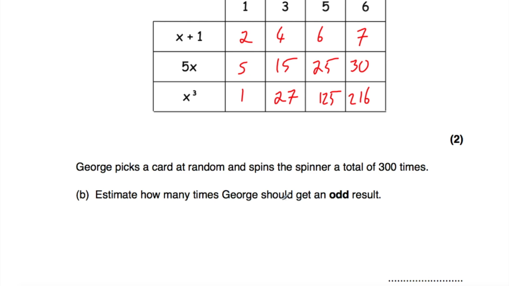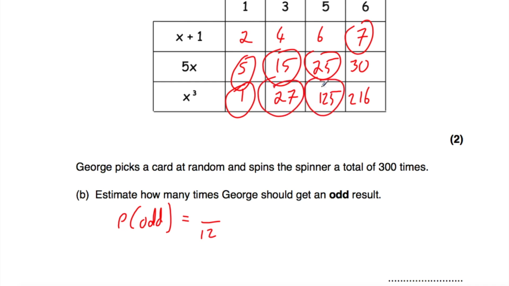So let's find the probability of an odd. So let's look at our table. There's 12 outcomes, so it's going to be out of 12. And let's find out how many odd numbers there are, how many odd results there are. So it's going to be 1, 2, 3, 4, 5, 6, 7. There's 7 odd results. So the probability of getting an odd would be 7 twelfths.